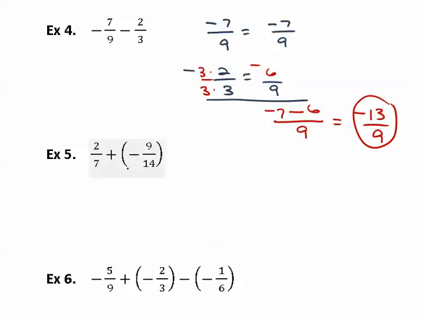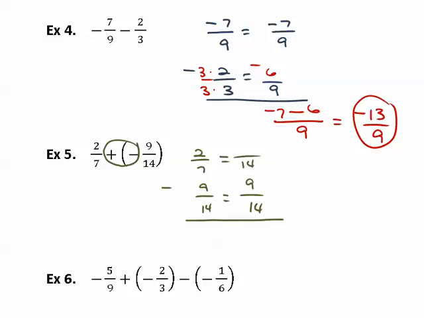So example number 5. Go ahead and change the color a little bit here. We have 2 over 7. And we have a double sign that do not match, so that becomes a subtraction. And then this is 9 over 14. So what's the LCD of 7 and 14? It's 14. So this second fraction already has it. We need to make sure that first fraction gets it.